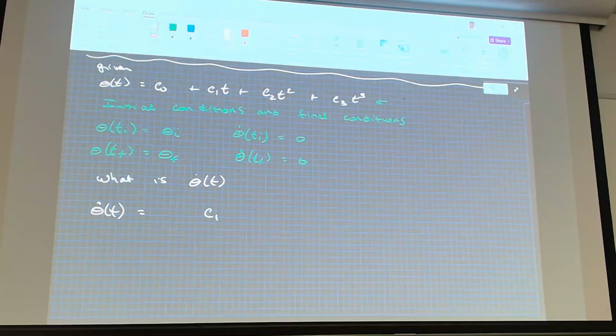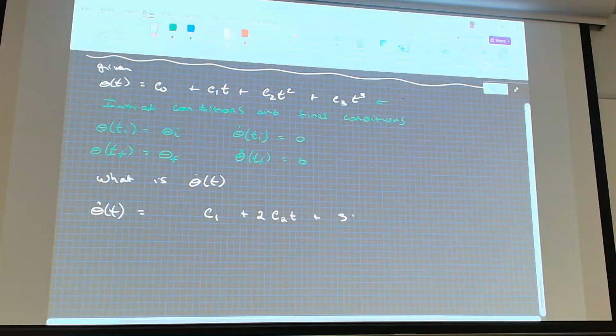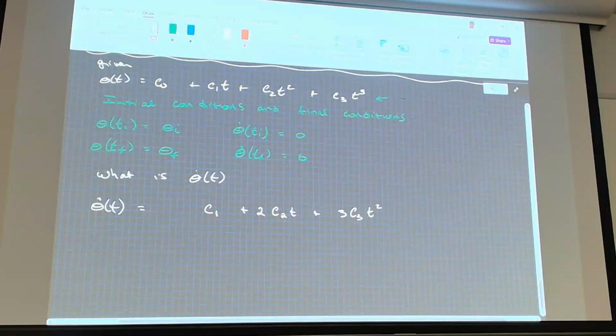So I have C1, right, just take the derivative of theta. It's pretty simple. I have C1 plus 2 C2 t plus 3 C3 t squared. Right? That's pretty easy. Again, this is all calculus.